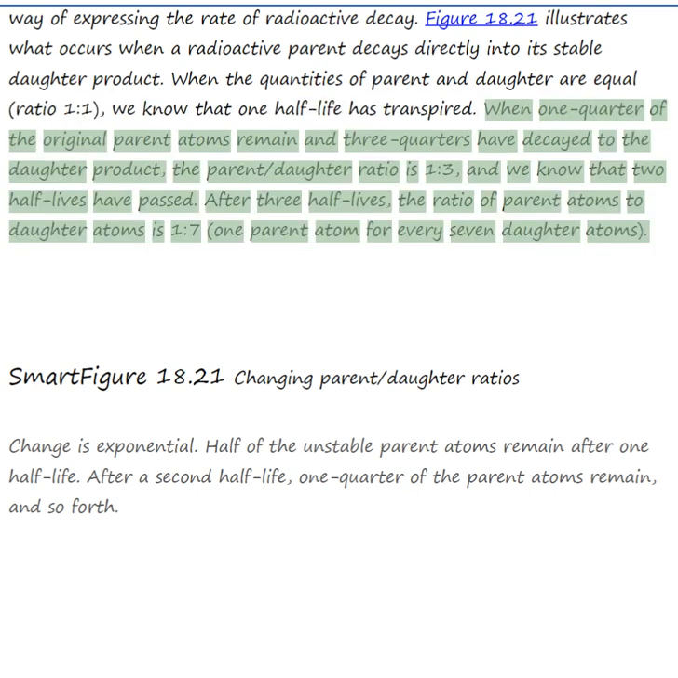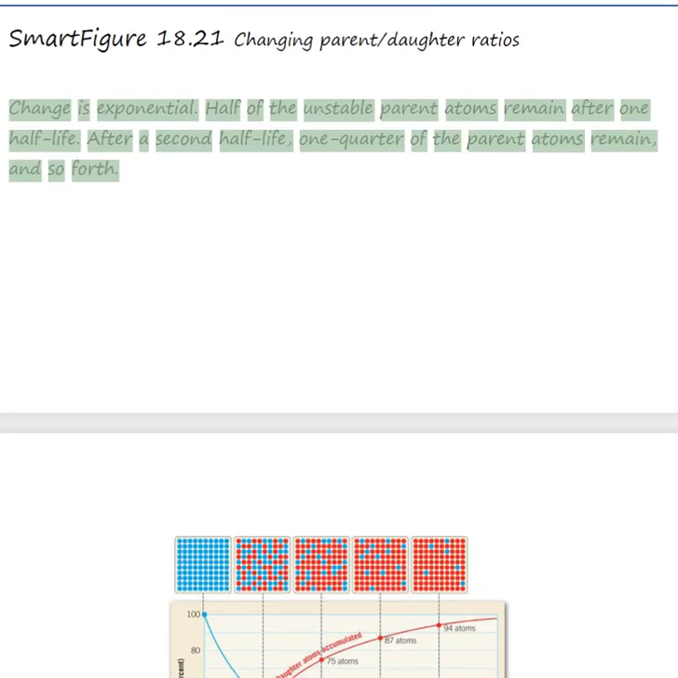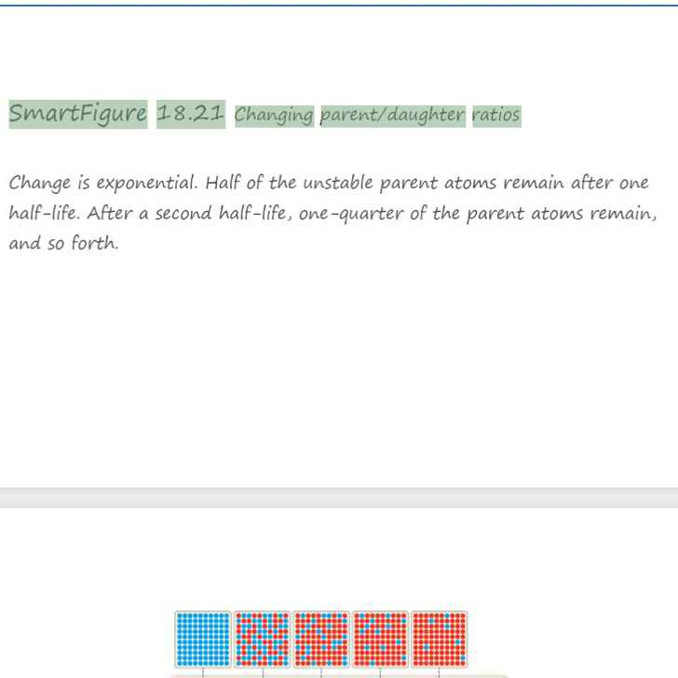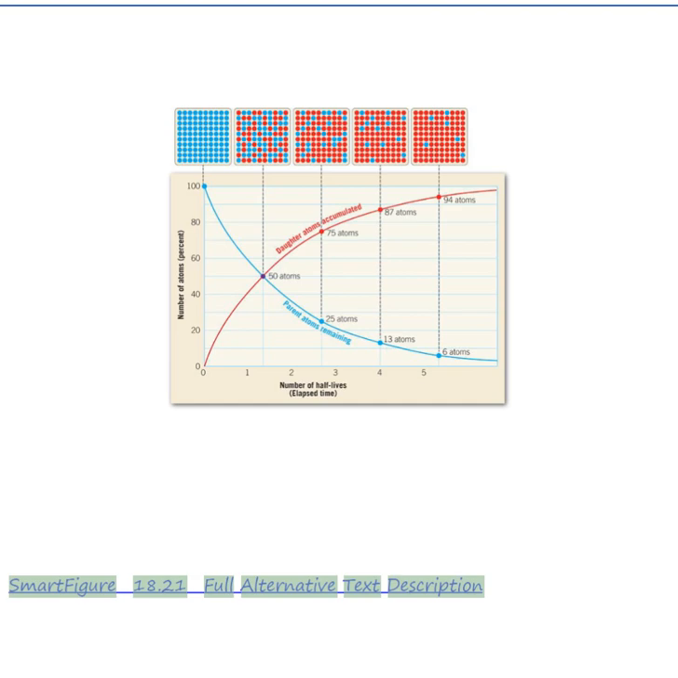When 1/4 of the original parent atoms remain and 3/4 have decayed to the daughter product, the parent-daughter ratio is 1:3, and we know that 2 half-lives have passed. After 3 half-lives, the ratio of parent atoms to daughter atoms is 1:7. Change is exponential. Half of the unstable parent atoms remain after 1 half-life. After a second half-life, 1/4 of the parent atoms remain, and so forth. Smart Figure 18.21 Changing Parent-Daughter Ratios. Smart Figure 18.21 Full alternative text description. Watch tutorial, half-life.